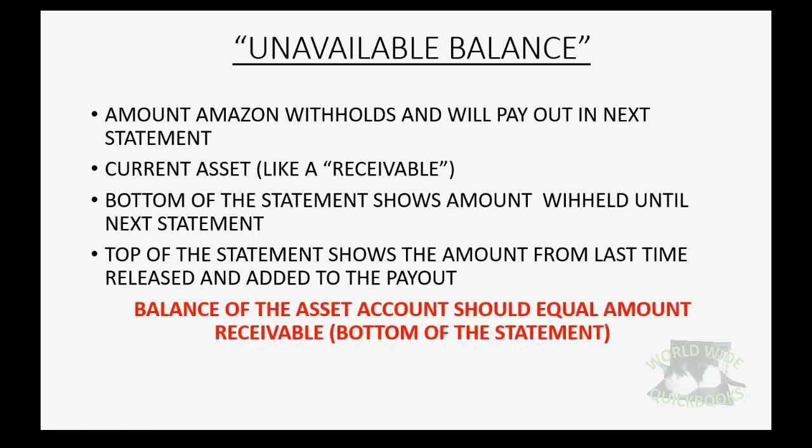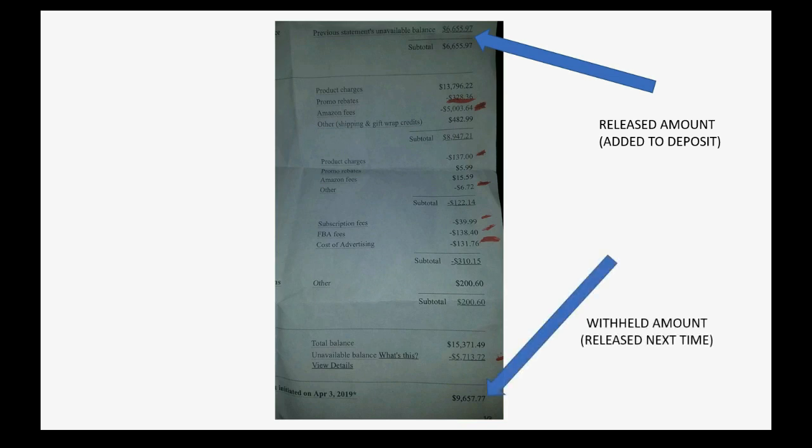The top of the statement shows the amount from last time released and added to the payout on the current statement. The balance of the asset account should equal the amount that is receivable in the future, which means the amount on your trial balance should always be equal to the amount at the bottom of the most recent statement. So here we have the example statement. This is the amount that they released from last time that you actually added to the deposit as a positive number. And on the bottom of the statement is the amount they're actually withholding till next time. That's the amount that really should show in the account unavailable balance in your QuickBooks records.